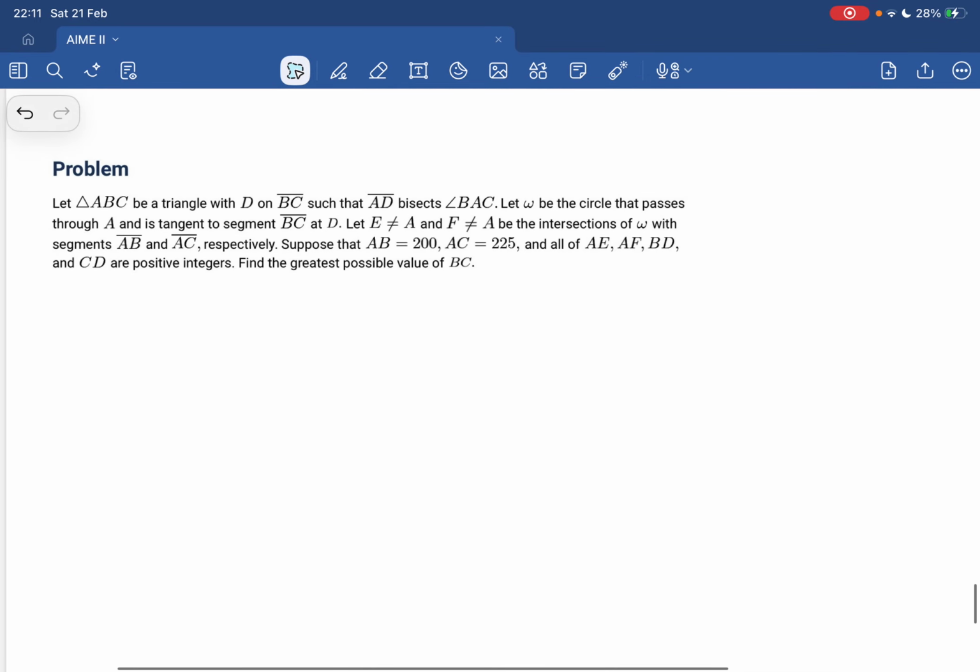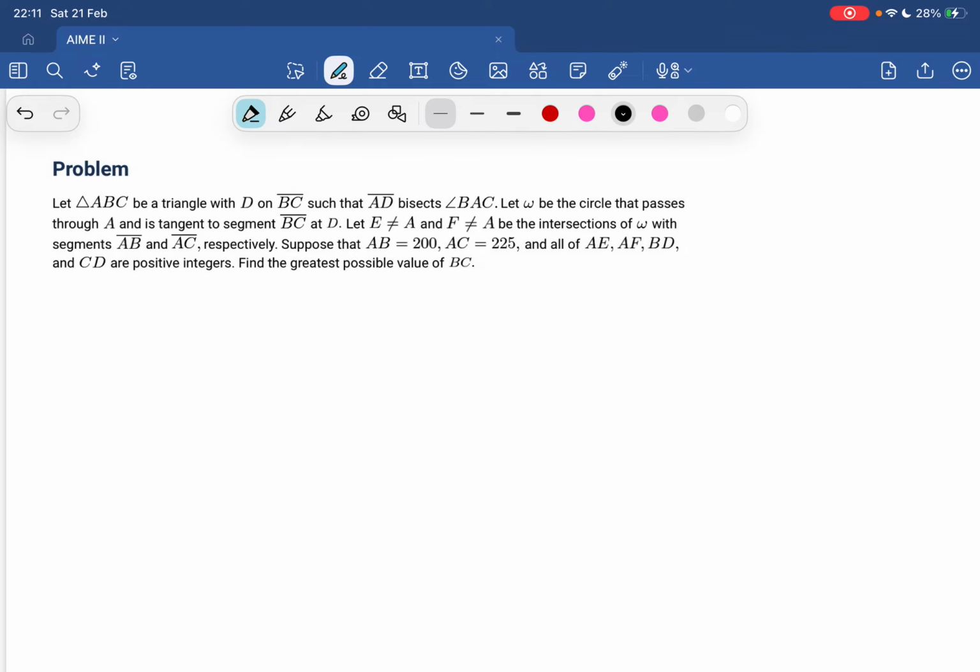For problem 10 of the AIME 2 2026, we are asked to find the greatest possible value of BC when all of the triangle sides AE, AF, BD, and CD are positive integers.